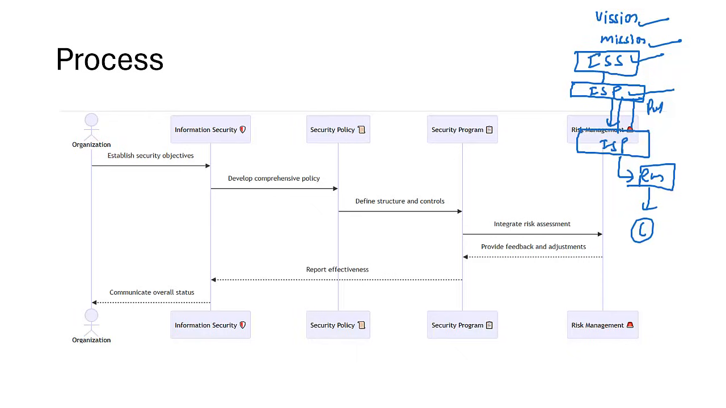And when you're implementing controls, all the controls come under the program, which includes your incident management, patch management, everything as part of an information security program. But when to implement and how to implement comes with risk management.